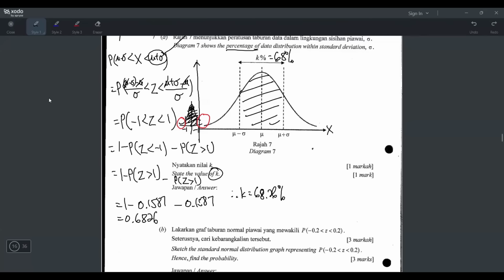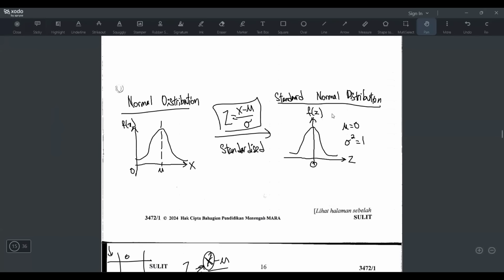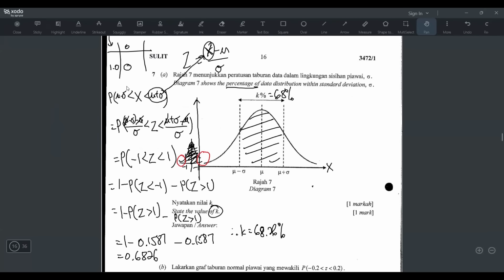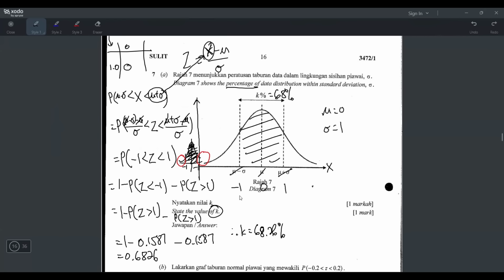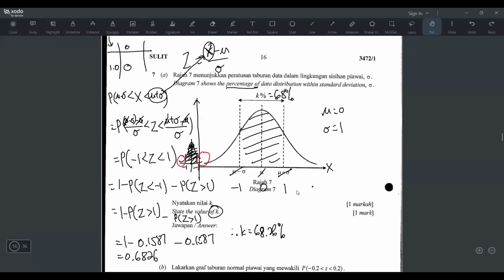Another way to explain this is you can just change your mean to 0 and standard deviation to 1. So this mean becomes 0, and this one becomes 0 plus 1, which is 1, and this one becomes negative 1. So basically you are finding the probability for the region between negative 1 and 1. The rest of the working is the same, and you will end up with the same probability or the same percentage. So that's how I would explain it.